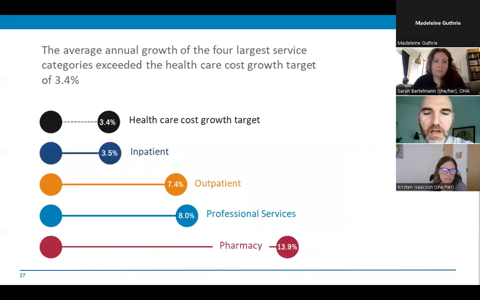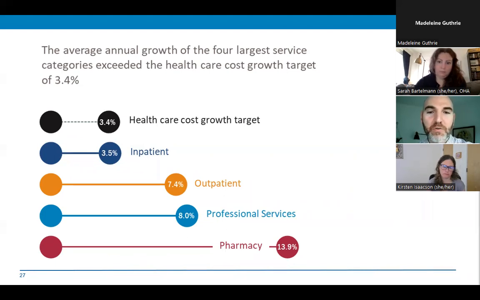This is one of my favorite visualizations here, and why it's so important is because it shows each given service category and the growth from 2013 to 2019. Again, if we had implemented a sustainable healthcare cost growth target at 3.4% back in, say, 2013, we'd be comparing some of these service category growths to that 3.4%. And notably, every one of those categories would have exceeded it, or did exceed 3.4%. Pharmacy kind of steals the show here at 13.9% per year.